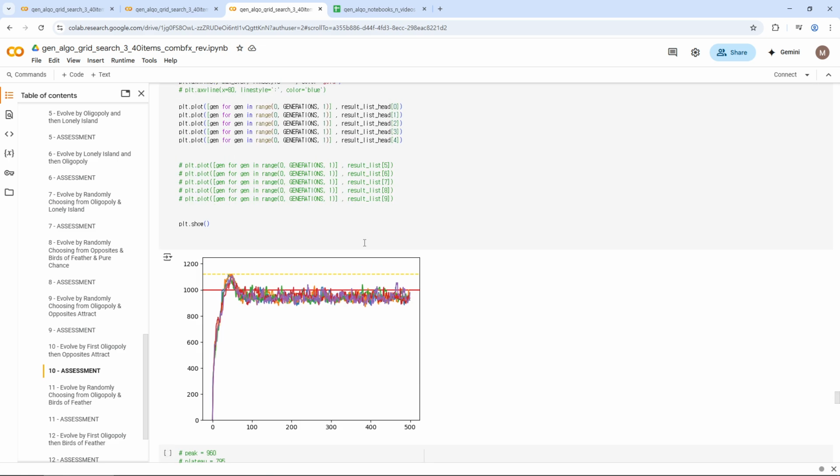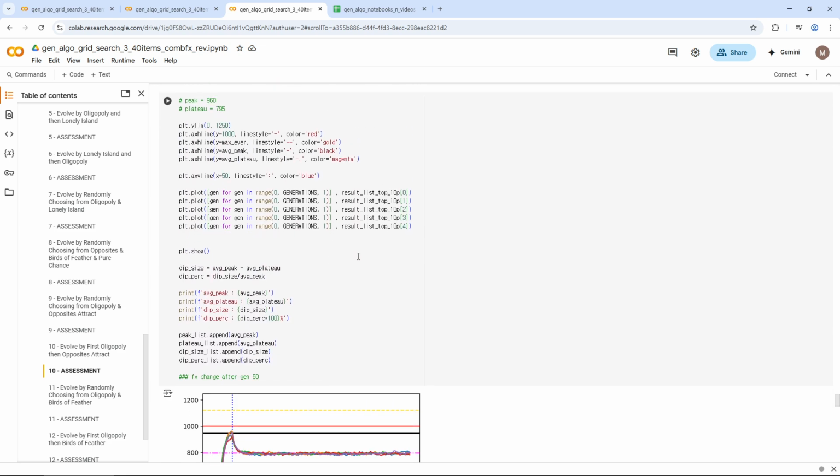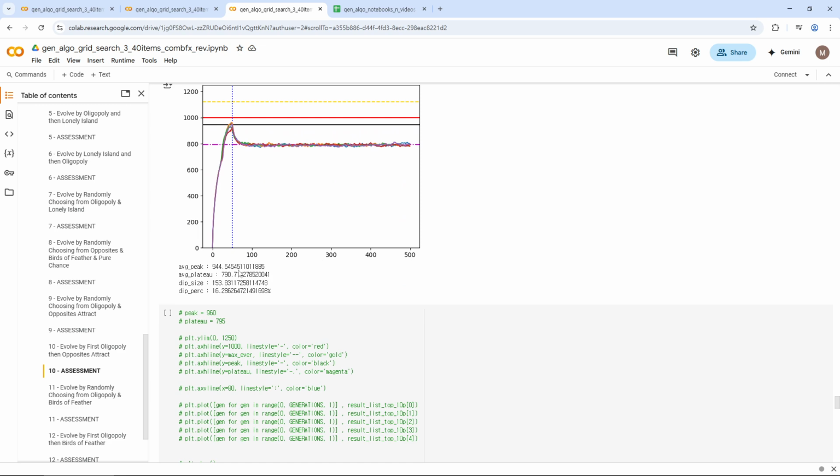So here are the plots for the heads. Lots of oscillation. We never reach back up. Here are the plots for the top 10%. The average peak is 944, average plateau 790, and the dip percentage is 16.28%, and the dip size is 153. So, not that ideal.